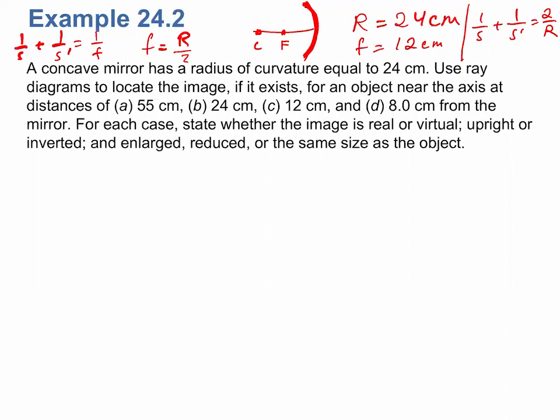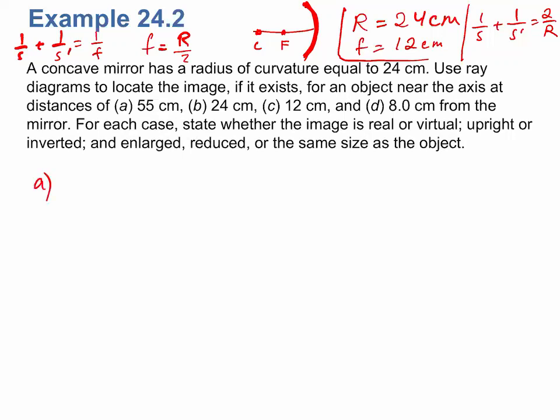Alright, so we are given these quantities, and we are told that there is an object, and this object has 4 different positions. For each case, we're going to state whether the image is real or virtual, upright or inverted, and enlarged, reduced, or the same size as the object. For this problem, we're only going to use the ray diagrams to show that. In the next problem, we're going to do the numerical calculation for all of those values. Alright, so let's look at A.